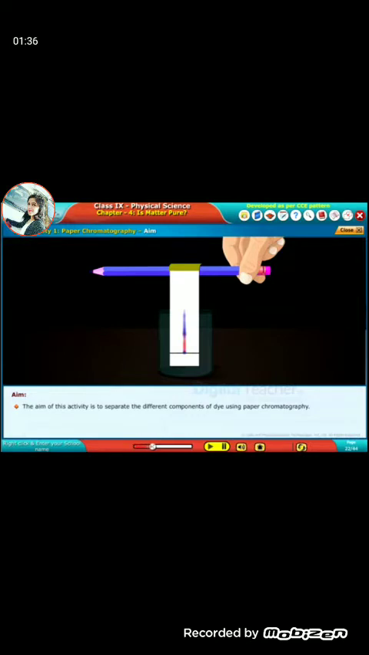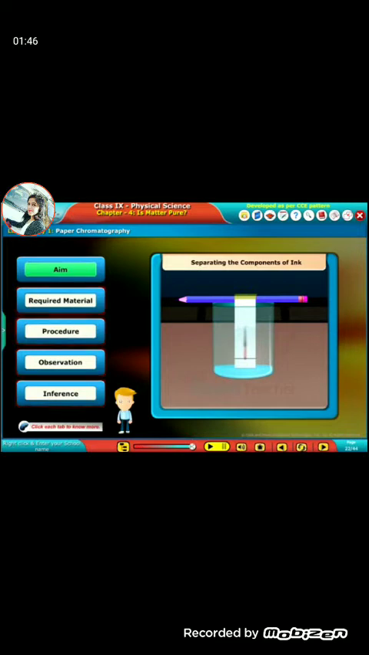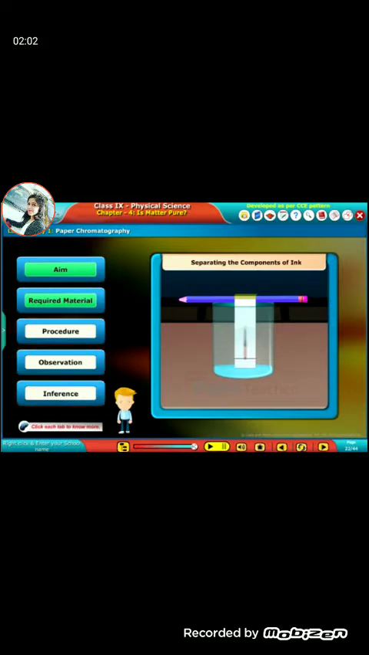Let's understand chromatography by this process. This is the activity given in your NCERT book. So the materials we need for chromatography are a beaker, pencil, black ink, filter paper and sellotape. You can use thread also in place of sellotape.